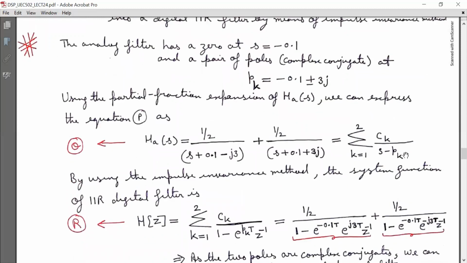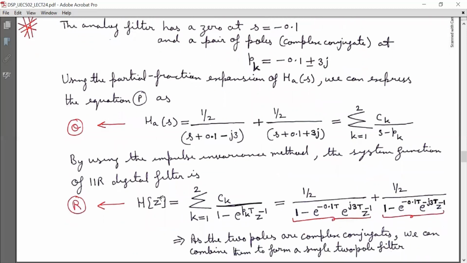Now we have the location of Pk, we have knowledge of Ck from this; mark it as equation Q. Now, by using the impulse invariance method, the system function of the IIR digital filter is H(z) equal to the summation, k running from 1 to 2, Ck divided by 1 minus e raised to power Pk capital T Z inverse, as we discussed above. That H(z), the system function of the IIR digital filter, mark it as equation R.